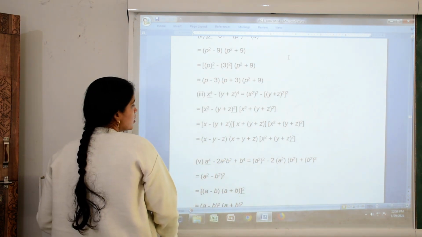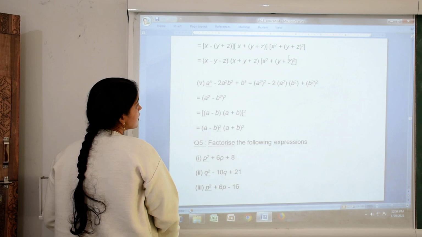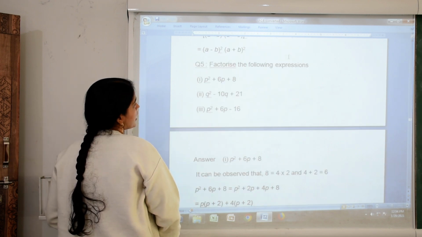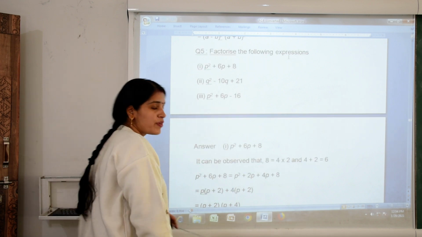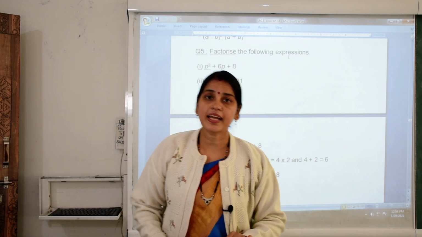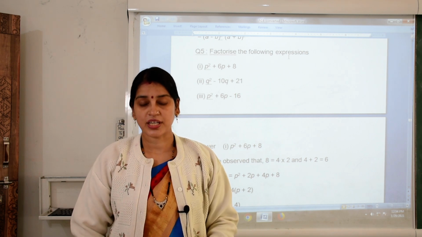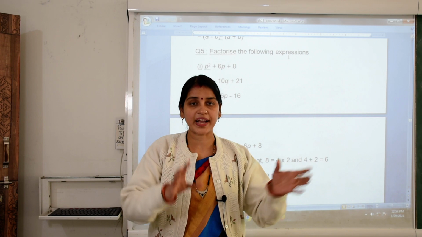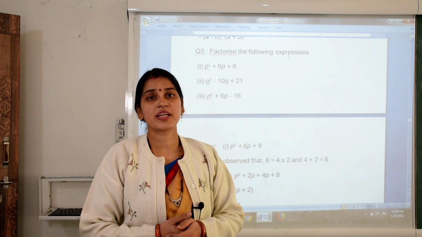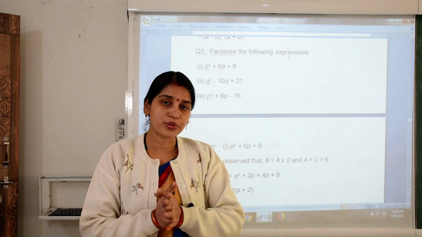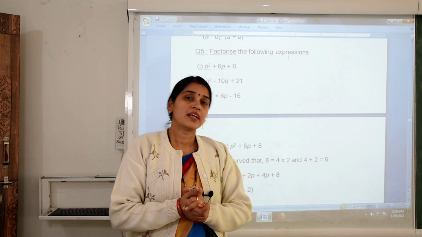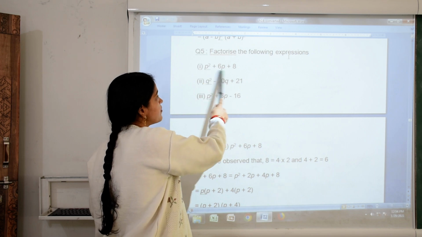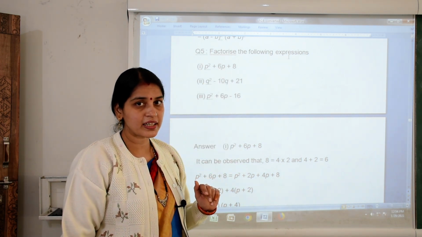Okay. So this fourth question is based on this identity. Now question number 5 is again: factorize the following expression. Now children, you have to see here all the questions are in the form factorize the expression. So I told you how to identify them. So here there are 3 terms. Now first we have to see, can we do it by the common factor method?